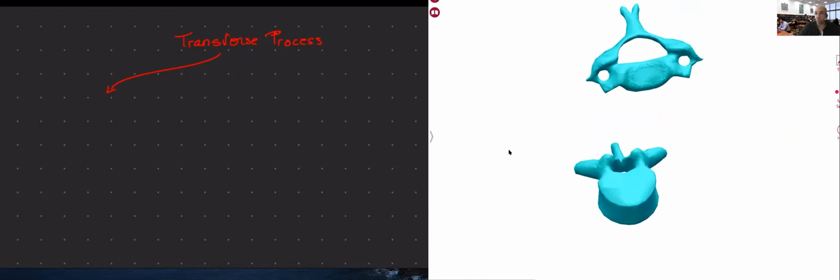I want you to check the transverse process. Do I have a hole in the transverse process? Yes or no? This is the first question you need to ask yourself. Do I have a hole in the transverse process or not? What do we call the hole if present in the transverse process? This is my transverse foramen.